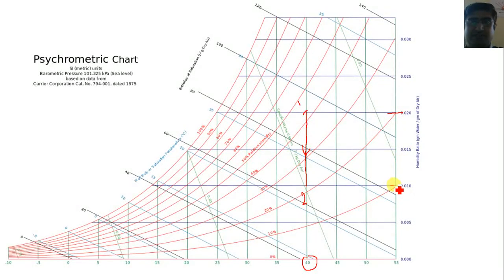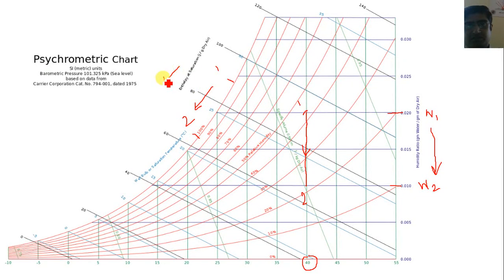And here you can see the value of specific humidity from point 1 to point 2 gets decreased. It means that the moisture content gets decreased from the air. So the humidity ratio, or the value of specific humidity, from point 1 to 2 during the dehumidification process gets decreased. And here also the value of wet bulb temperature, WBT, also gets decreased from point 1 to 2.